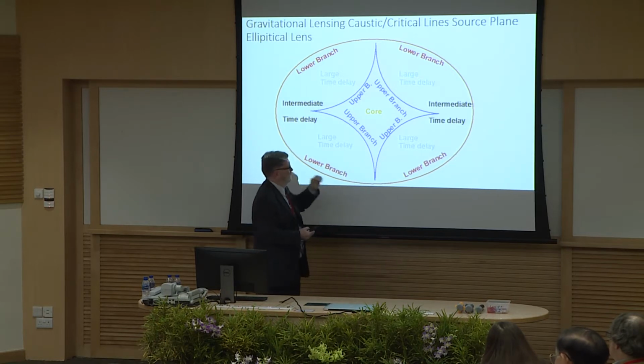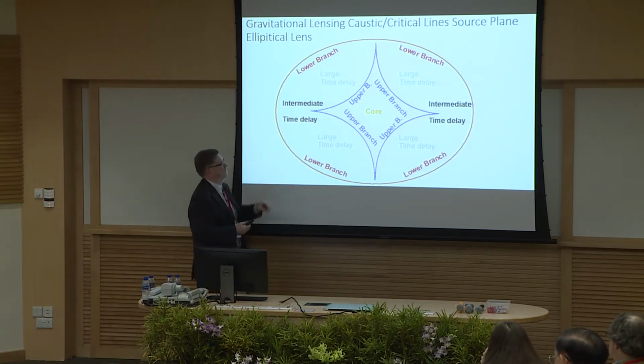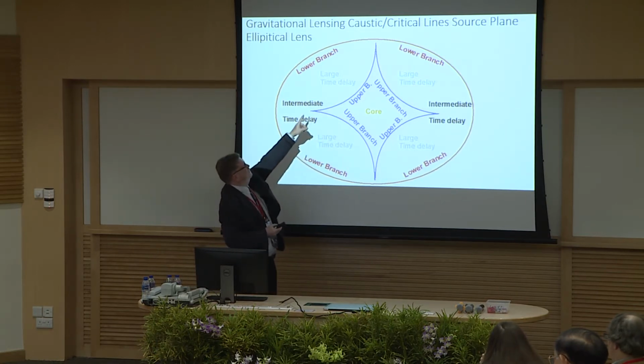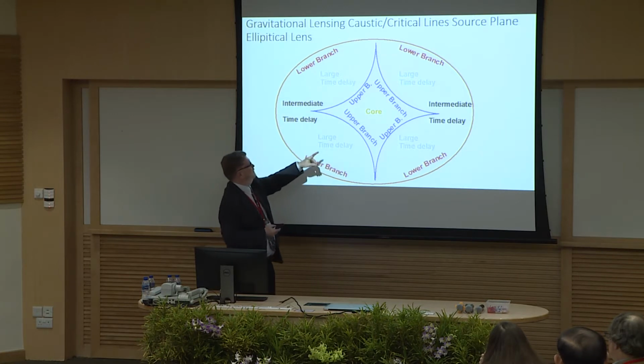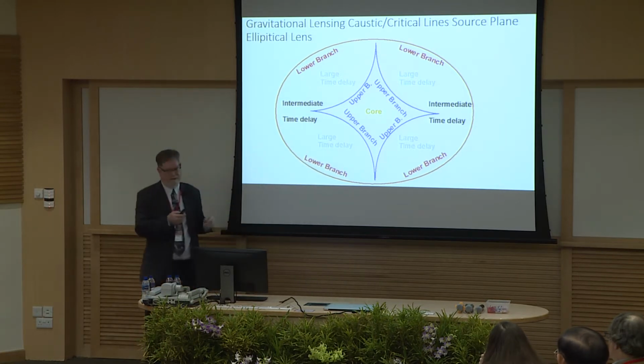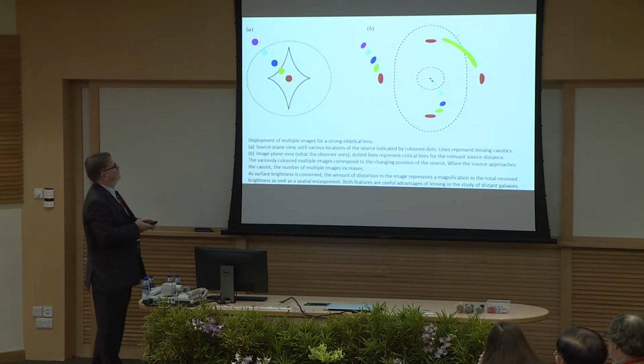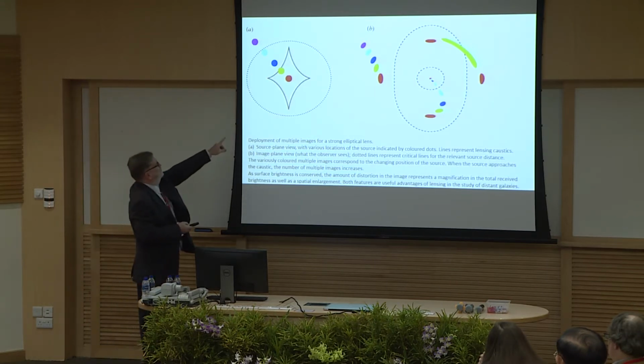And so you can do that. You go through the cusp, you can do that. If you go through the core, there are various other kinds of things. So these regions are the large time delay, intermediate time delay, and short time delays, depending on what's going on. So now, this is just to remind you of lensing. Here's the caustic and so forth.